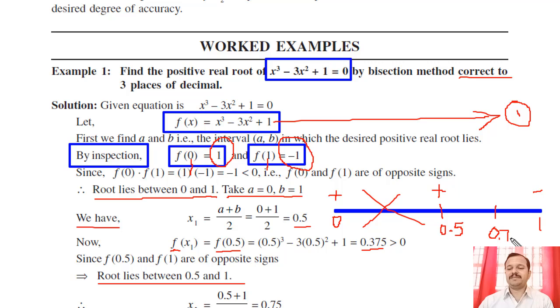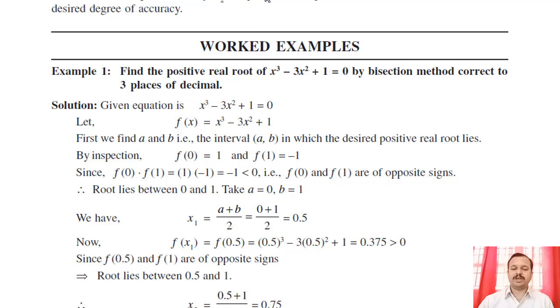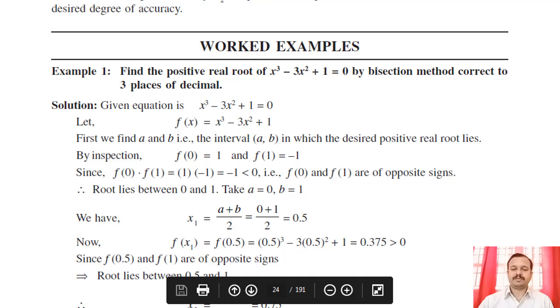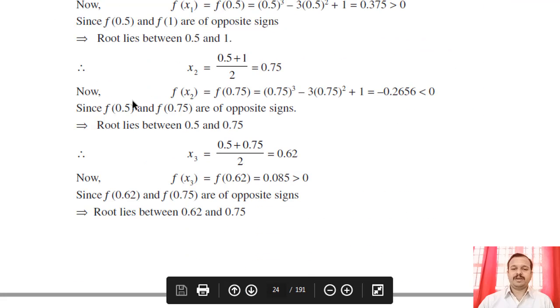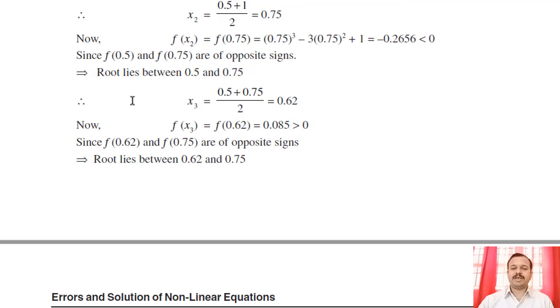0.75 will be the answer. So now we have bisected the interval. Again, this value will be called x2, the second approximation. After getting x2, we have to find out what is f of x2. I will show you how it is proceeding. We have computed x2 as 0.5, and after getting x2, we see the sign of f of x2.